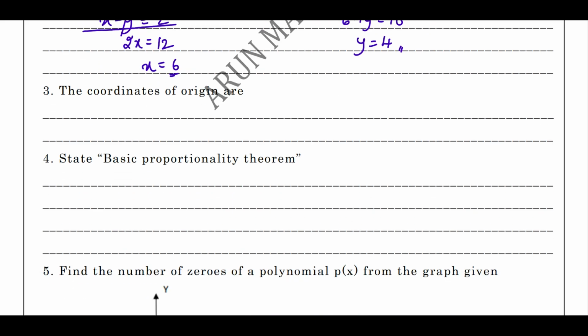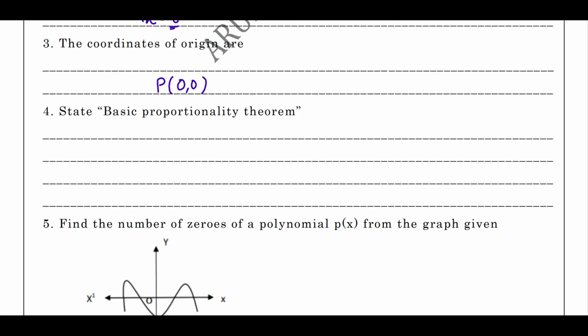The coordinates of origin are 0, 0. If I consider point P as the origin, then coordinates of origin is P of 0, 0.